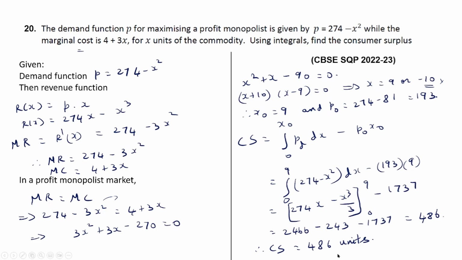So this is the consumer surplus. Here again, finding the value of x naught, all these steps carry 1.5 marks. Then finding P naught, writing the formula for consumer surplus, remaining steps and the final answer carries 1.5 marks. A total of 3 marks for this question. So these are the various questions from last year's board paper, last year's sample question paper and this year's sample question paper on integration and differential equations.